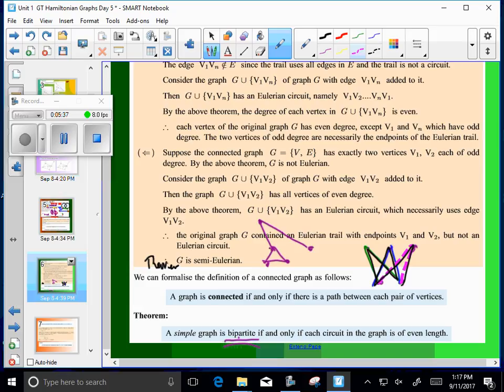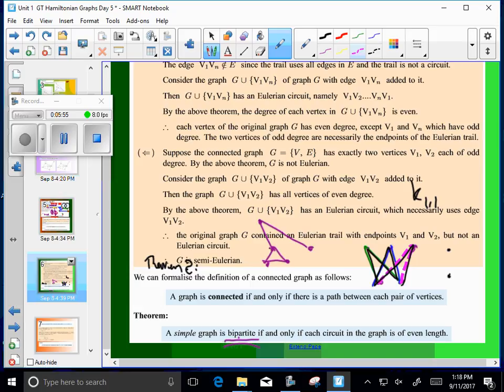So, what if there's just two vertices on the edge? Is that bipartite? I think we talked about this already. I think on either one, K of 1 comma 1 is not bipartite.